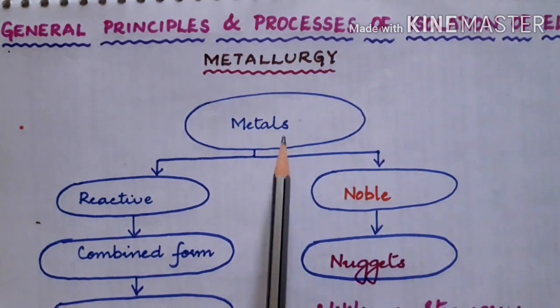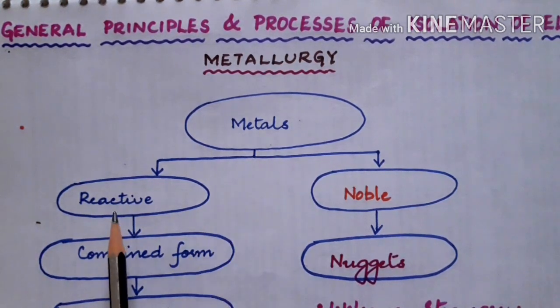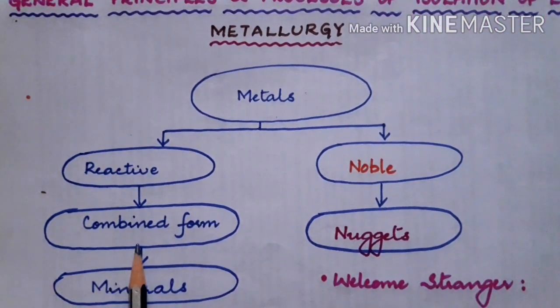Now, you know that most metals are obtained from nature. Some of them are reactive in nature, and those reactive metals are always found in the combined form. The combined form of metals is known as minerals. So, how do you define minerals? They are naturally occurring compounds of metals.